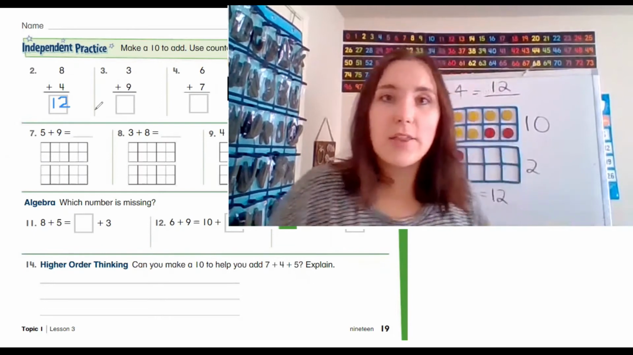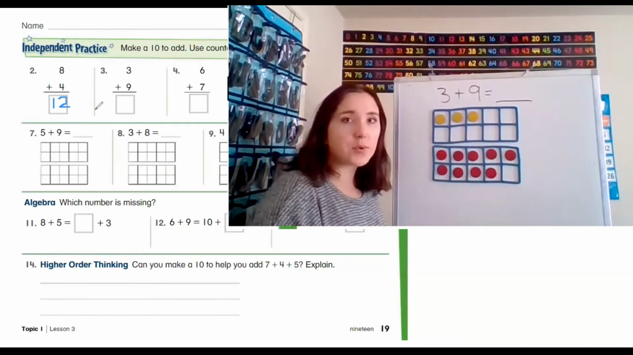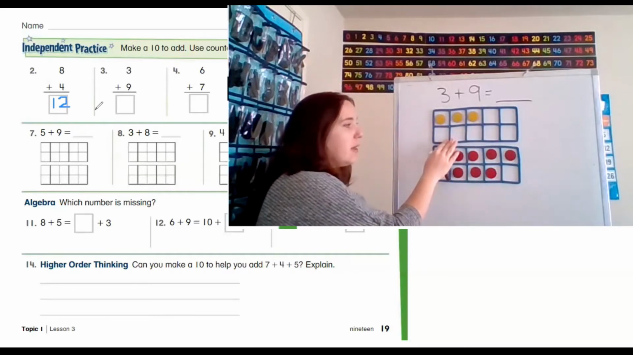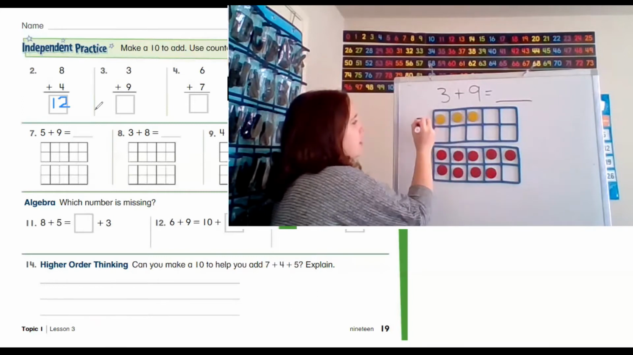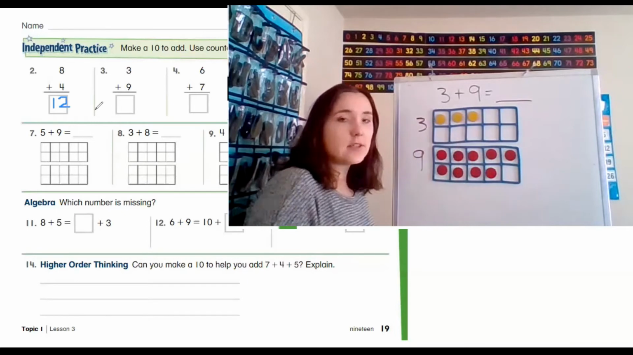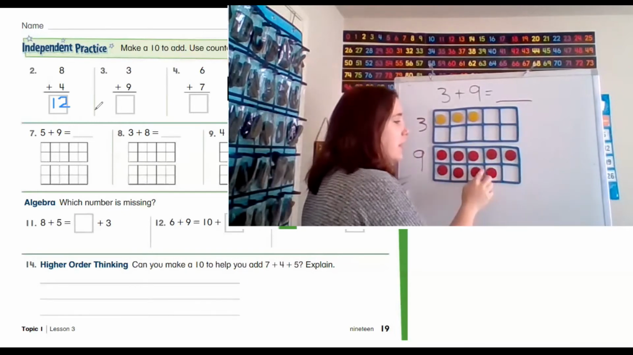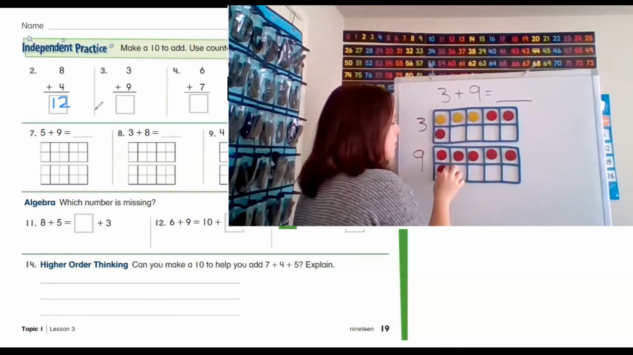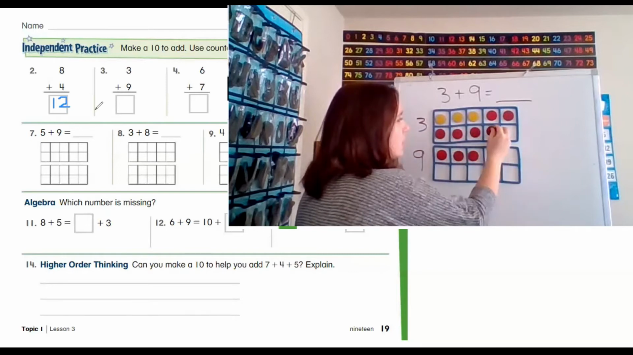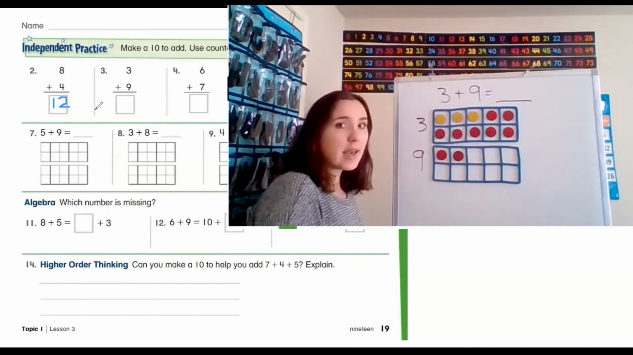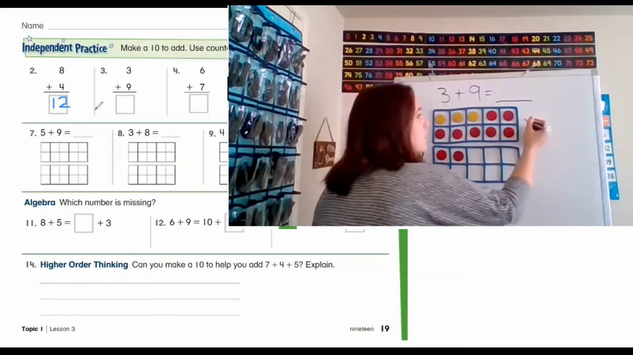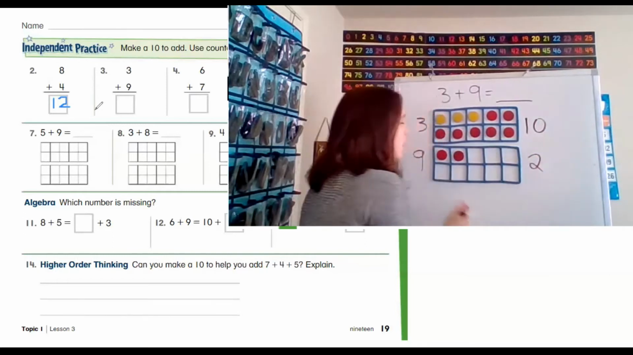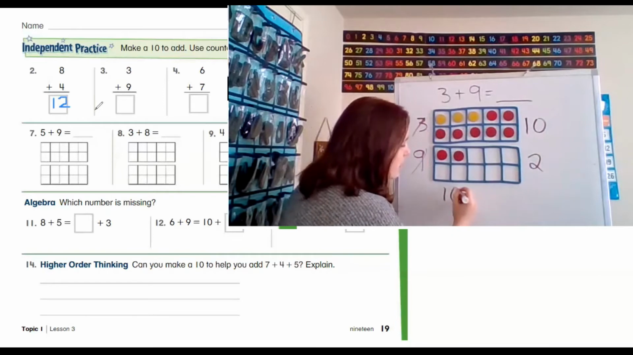Okay, let's do number 3 together really quickly. Okay, so number 3 is 3 plus 9. So 3 plus 9. I made my 10 frames say 3 and 9. So 3 and 9. Now I need to fill in this 10 frame. So let's start moving these counters up here. So I'm going to move 1, 2, 3, 4, 5, 6, 7. Okay, now my 10 frame up here shows 10 plus 2 more. So our problem is now 10 plus 2.